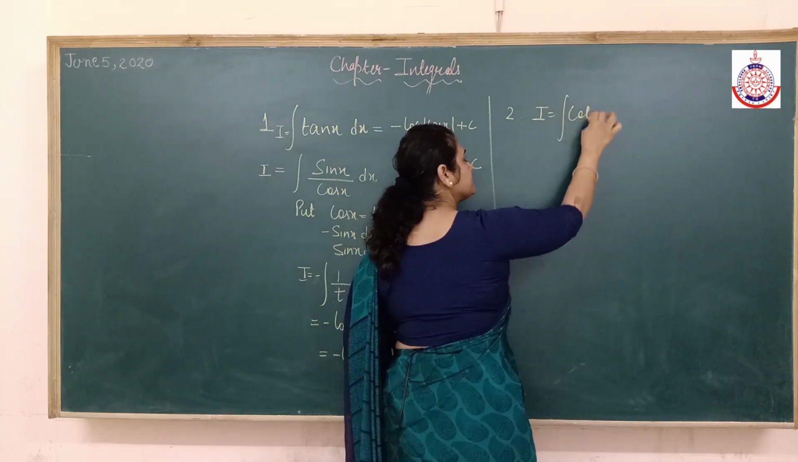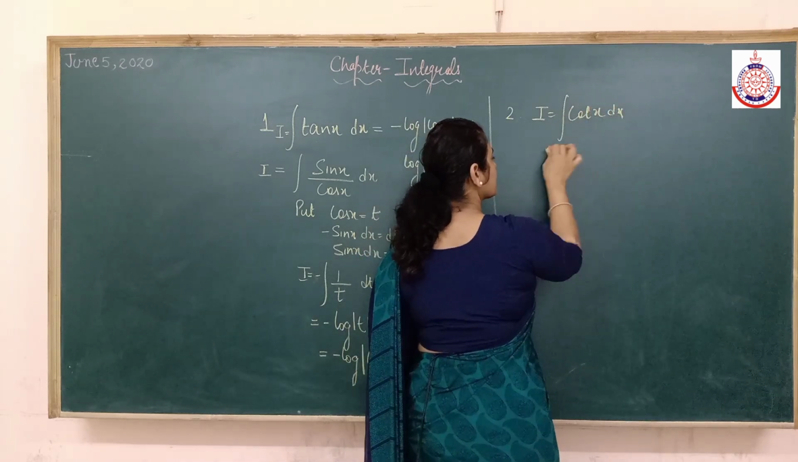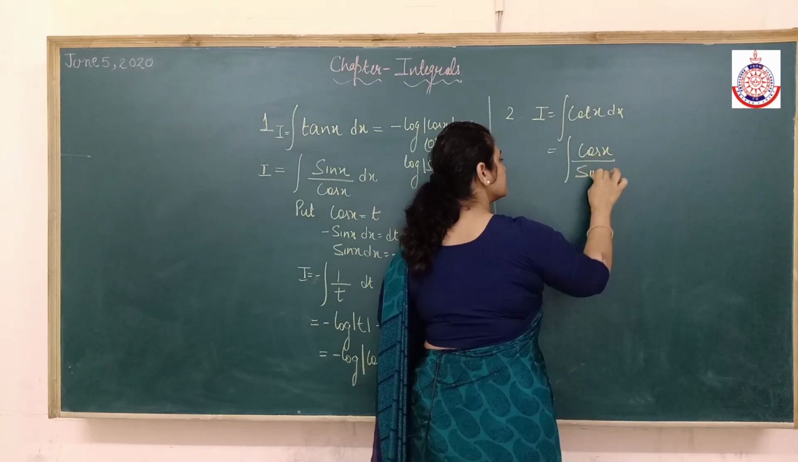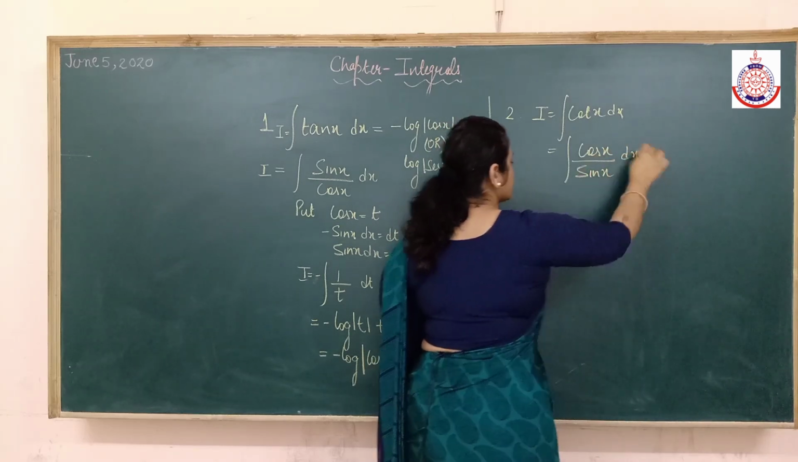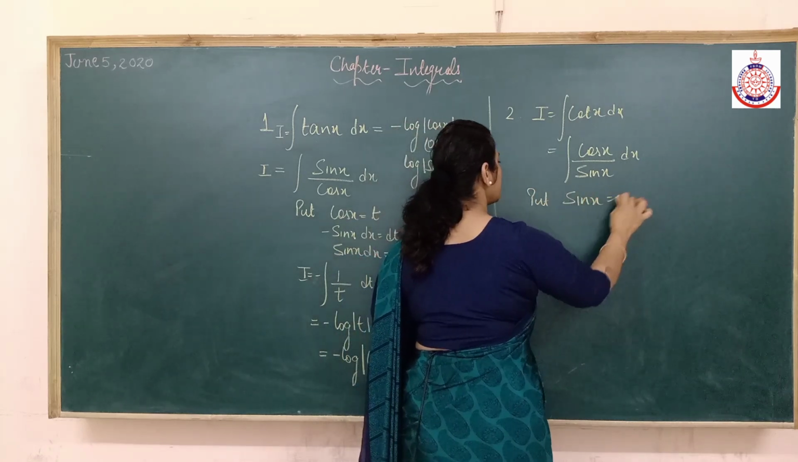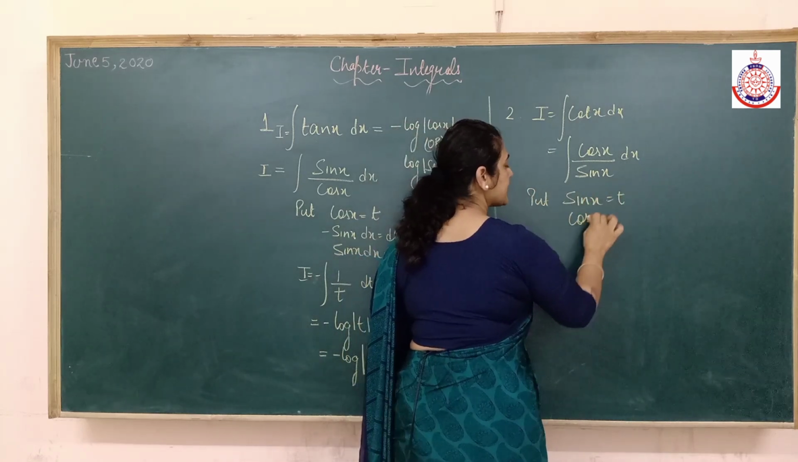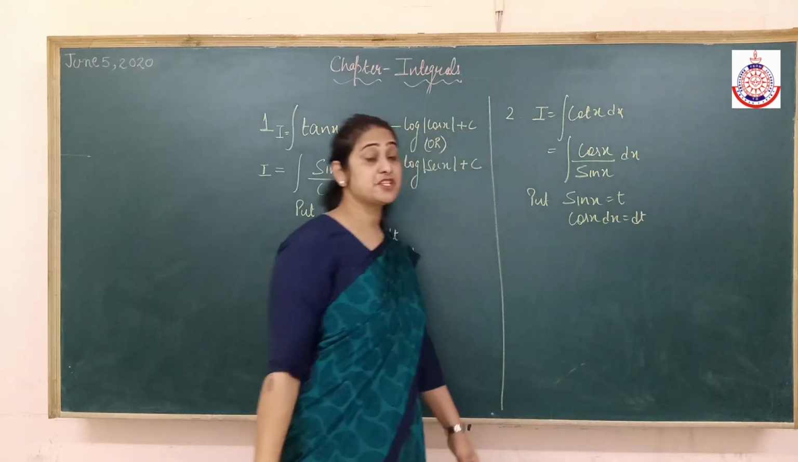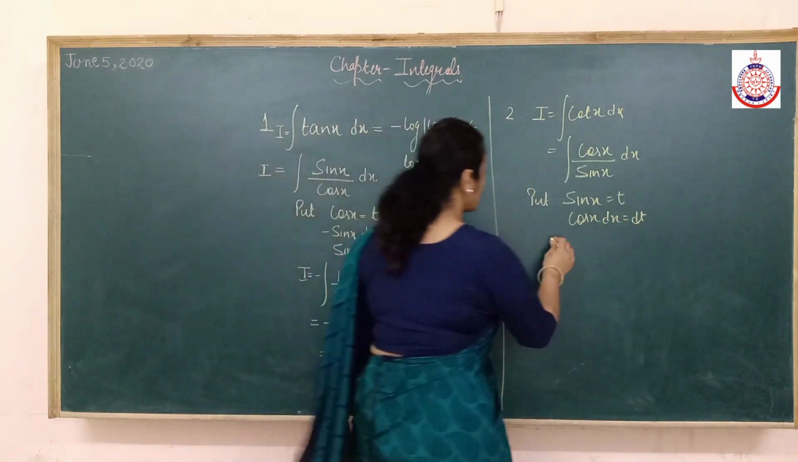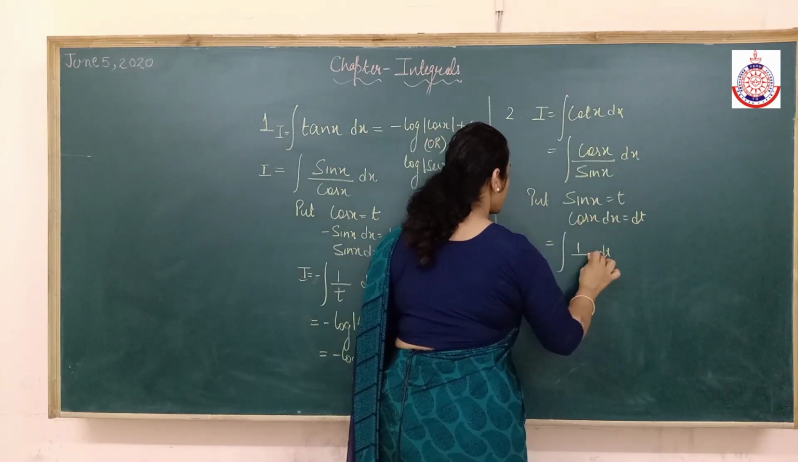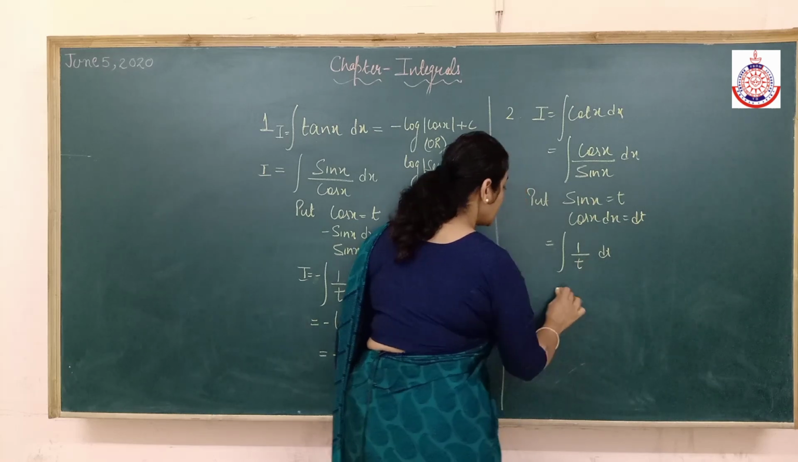It is cos x upon sin x. So what I'll do, I'll put sin x is equals to t, cos x dx is equals to dt, differentiating both sides with respect to t. So cos x dx is dt and that is 1 by t.